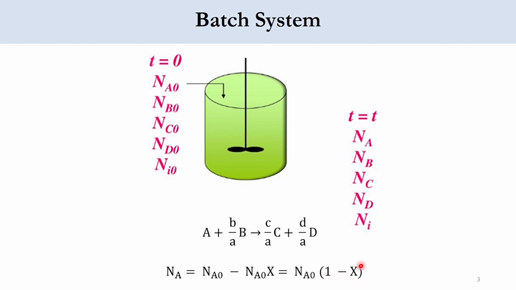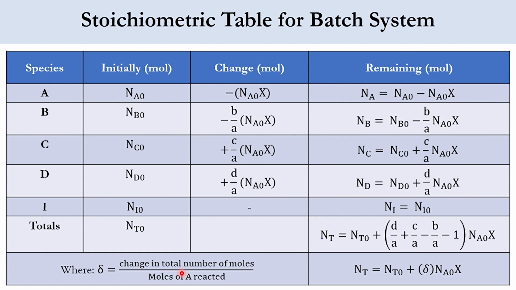The more the conversion, the more will be the reaction in the system, and the lesser will be the number of moles of A. The lesser the conversion, the more will be the moles of A at the outlet of the system. So developing the stoichiometry table, first we have to specify the species. There are 5 species in the system: A, B, C, D, and I. A and B are reactants, C and D are products, and I is the inert in the system.